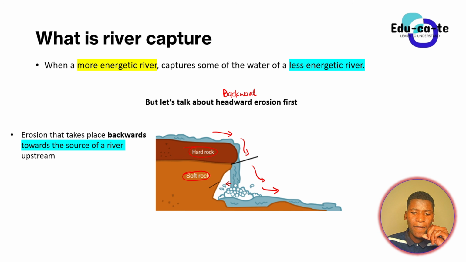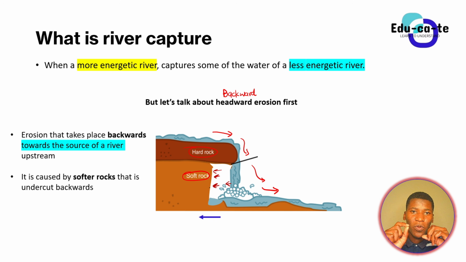How would that look like? Do you see that here the water has cut off some of the softer rock? So the actual river is moving towards the right, but it is eroding backwards. It is eroding opposite to its flow, towards its source. This is actually due to this softer rock. So basically headward erosion is caused by the softer rocks that is undercut backwards.